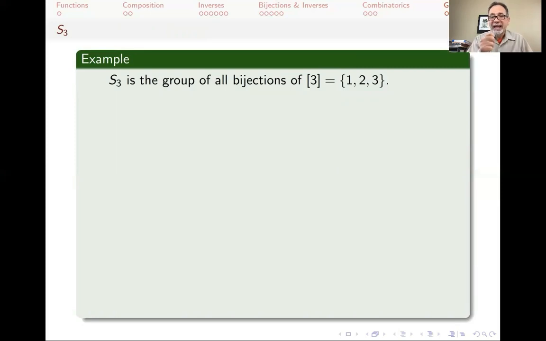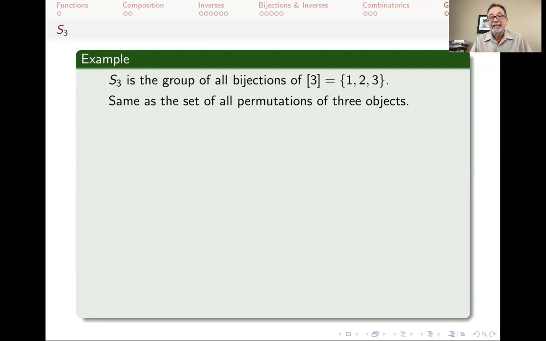Where can you send the element 1? You can send it to 1, 2, or 3. So you have 3 choices. How many ways can you send 2? 1 went somewhere, so one of those is already taken. So there's 2 choices for 2 and 1 choice for 3. So that's 6 choices. These are exactly the same as permutations of 3 objects. And there are 6 permutations of 3 things.